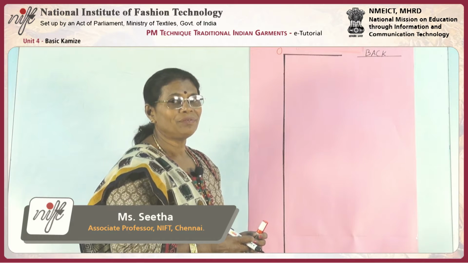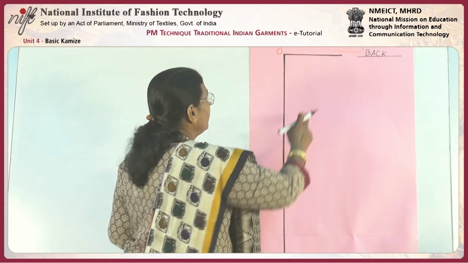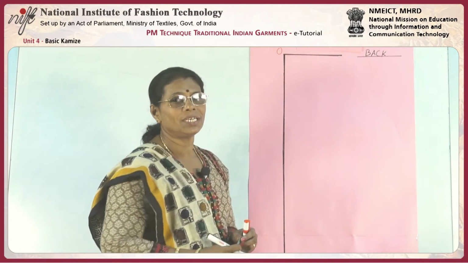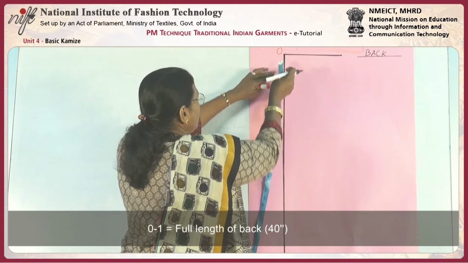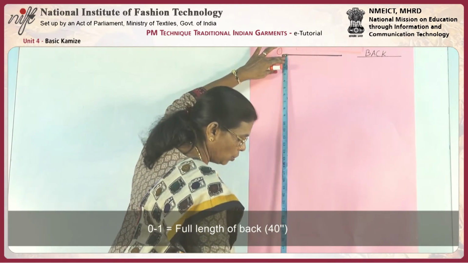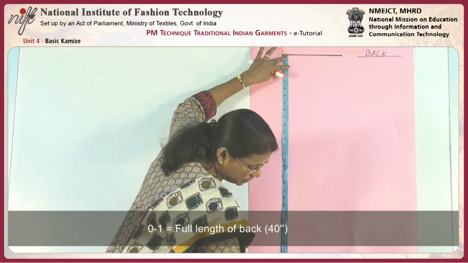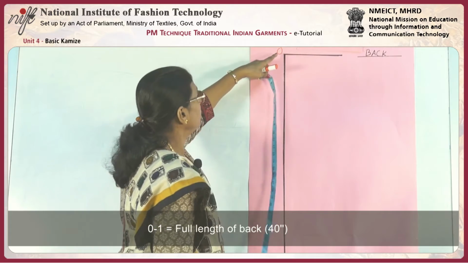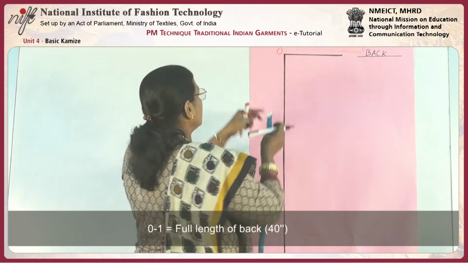In this lesson we are going to learn the kameez draft. So we must draw the basic lines, vertical and horizontal, and mark 0. From 0, the total length is 40 inches, mark, and then the number is 1. 0 to 1 is the total length of the kameez.